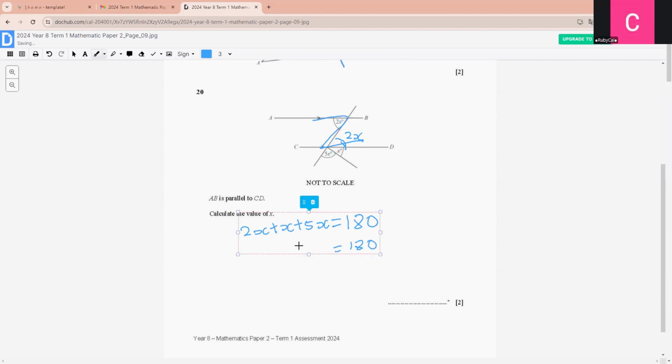So simplifying it, 8x equals 180 degrees, and that means x equals 22.5. So the answer is 22.5 degrees.